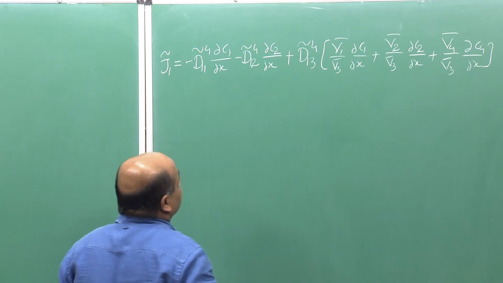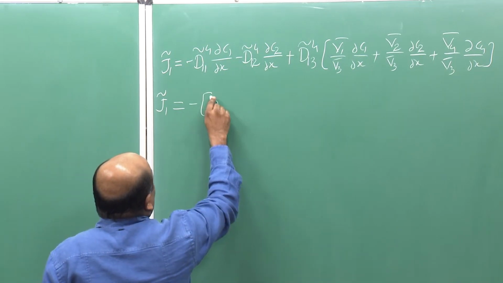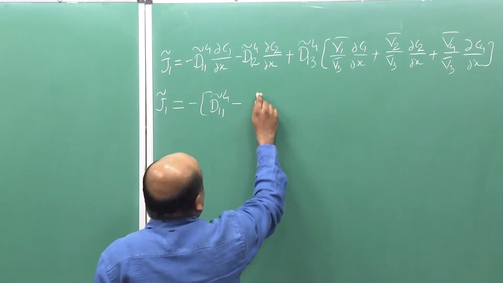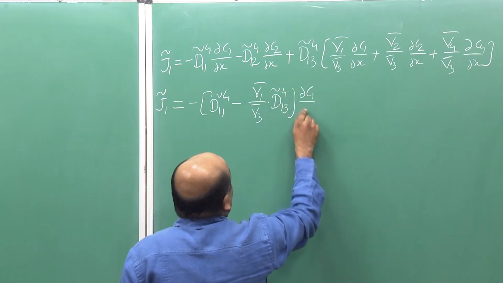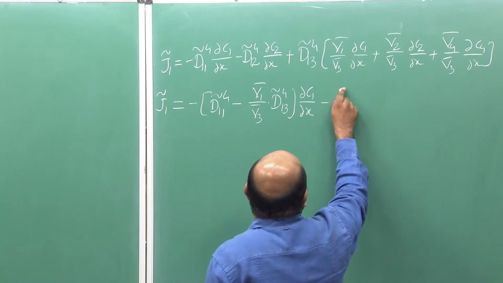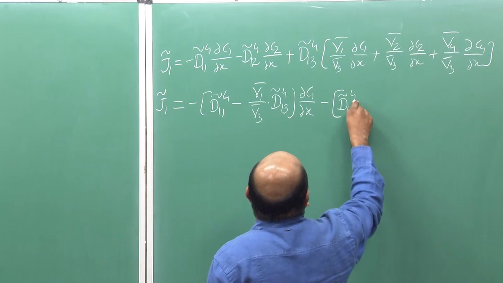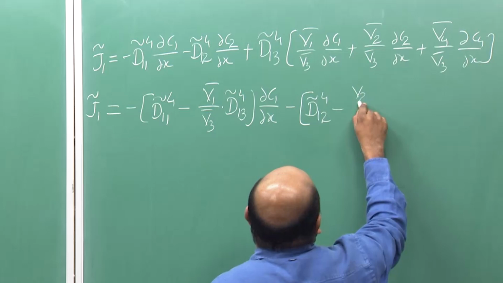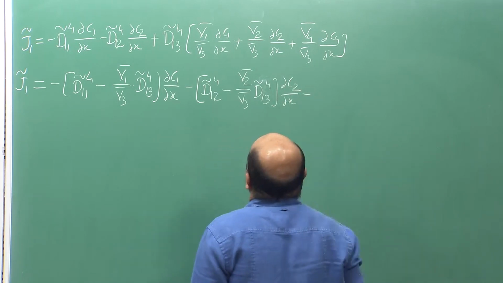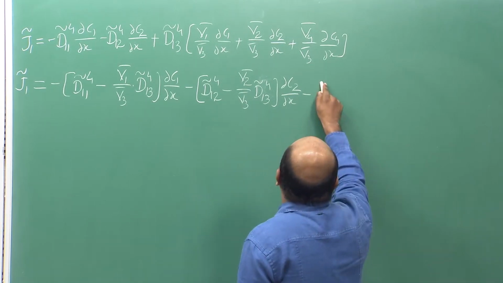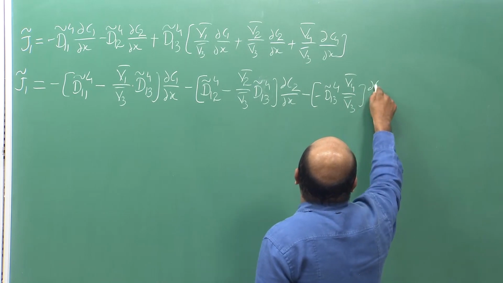If we take the common derivatives out, we will have J1 tilde equal to minus D11 tilde 4 minus V1 bar over V3 bar times D13 tilde 4 dou C1 by dou x minus D12 tilde 4 minus V2 bar over V3 bar times D13 tilde 4 dou C2 by dou x minus D13 tilde 4 into V4 bar over V3 bar dou C4 by dou x.